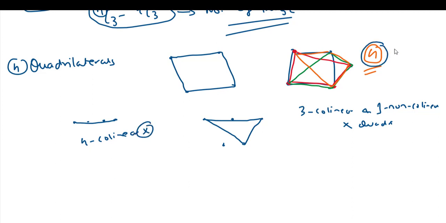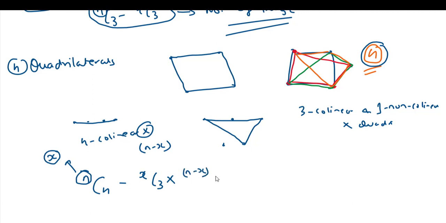So had there been n non-collinear points, then the number of quadrilaterals that could be formed will be given by nC4. Now out of these n points, if x points are collinear, out of these x, we have to select 3 collinear points, which can be selected in xC3 ways. And since 'and' is there, we'll have to multiply by 1 non-collinear point. So the number of non-collinear points will be n minus x. Out of these n minus x, if we select any one of the non-collinear points and join it with the 3 collinear points, we'll still not get a quadrilateral. So we'll have to subtract this case.